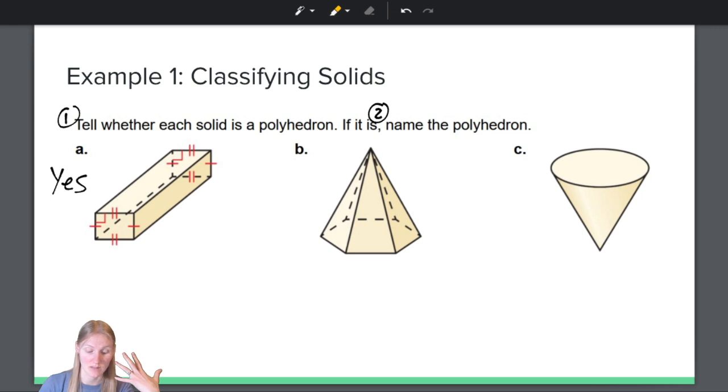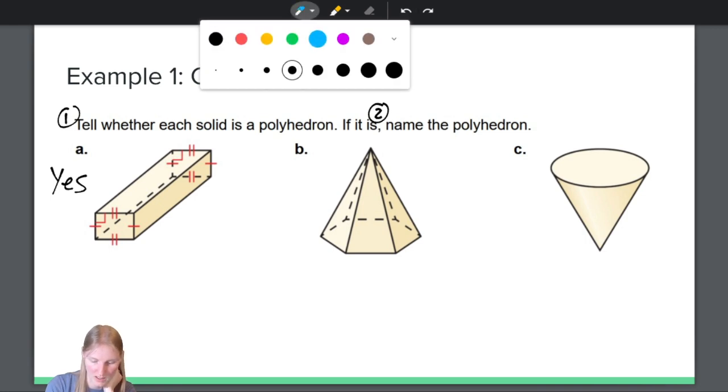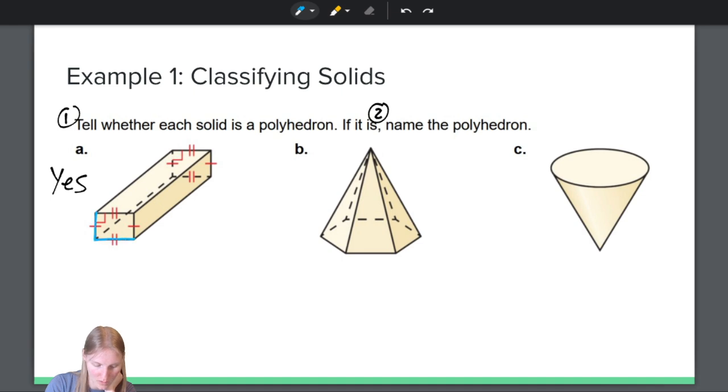Now we need to name it. So first we ask ourselves, is this a prism or is this a pyramid? Does everything come up to one single point? No. So it's probably a prism. Let's look and make sure. It needs to have 2 matching bases, connected by rectangles. Where would those bases be? Well, they've actually highlighted them for you, and let me get another color so that I highlight them as well. Let's do blue. If we look at the ends here, these are 2 identical shapes.